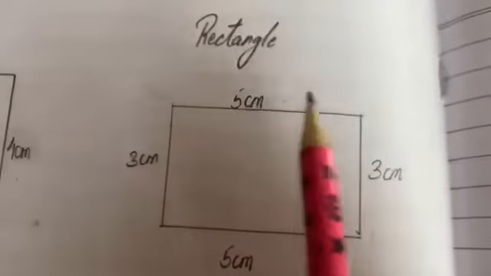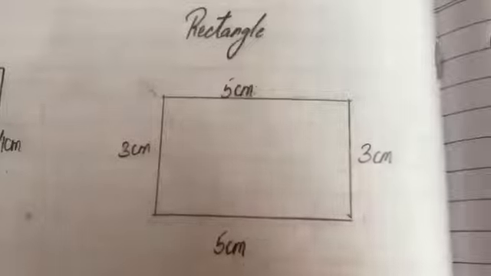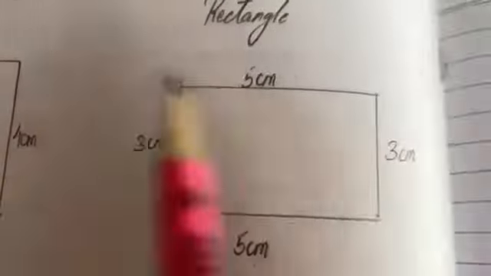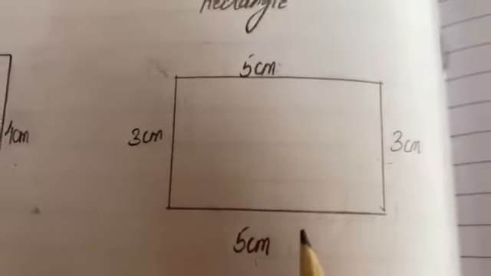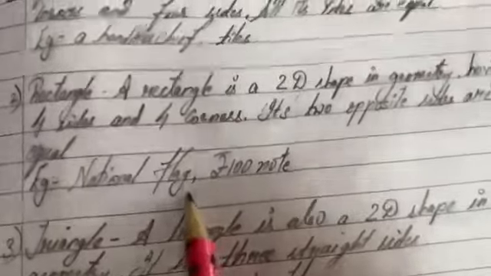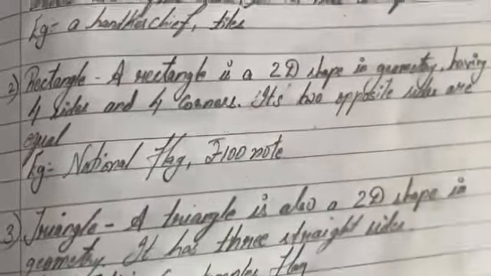For example, over here, you can see this is a rectangle. Now, you can see the opposite sides are equal. 5 centimeter, 5 centimeter, 3 centimeter, 3 centimeter. So, opposite sides are equal. Examples of rectangle are a national flag or a 100-rupee note. So, it is in the shape of a rectangle.